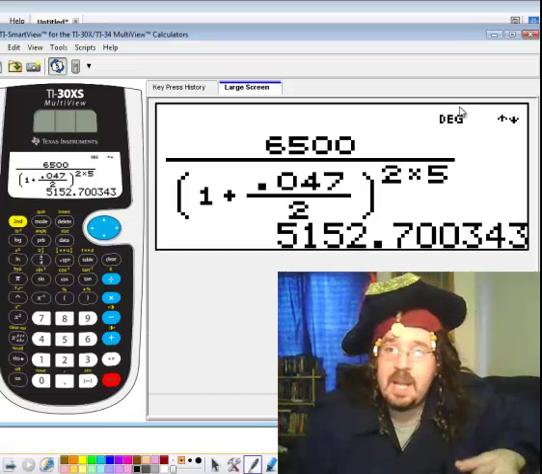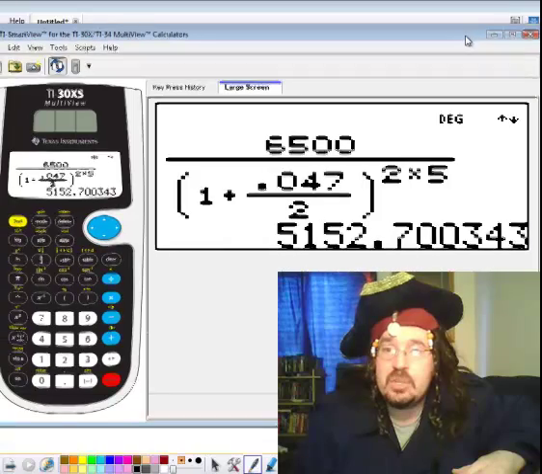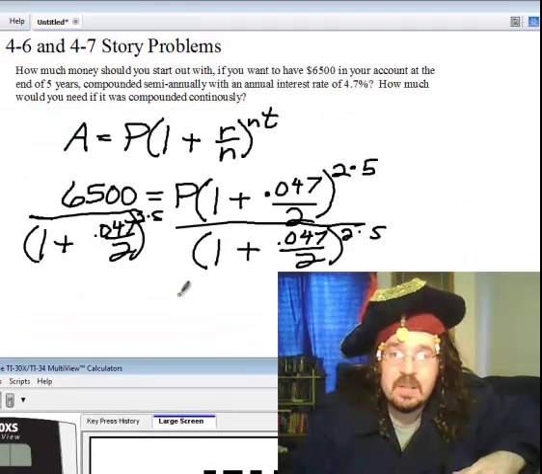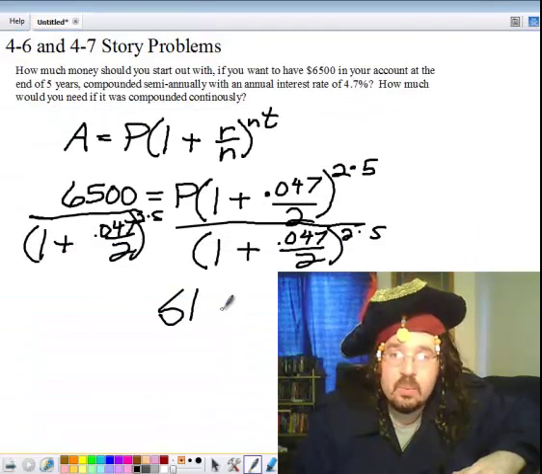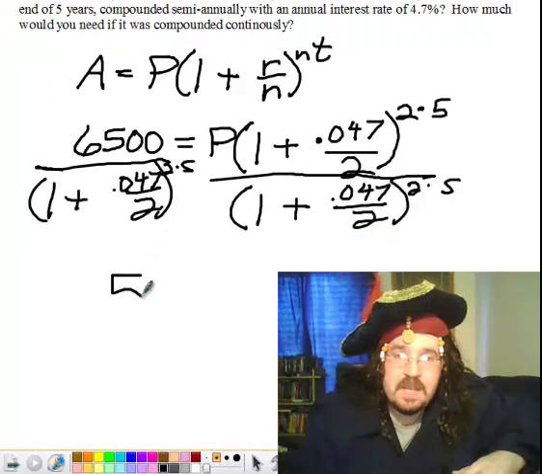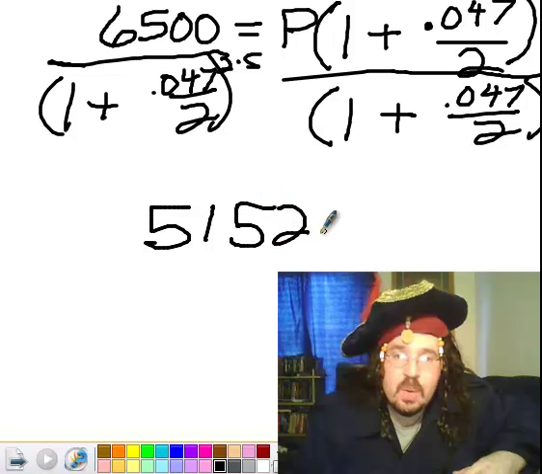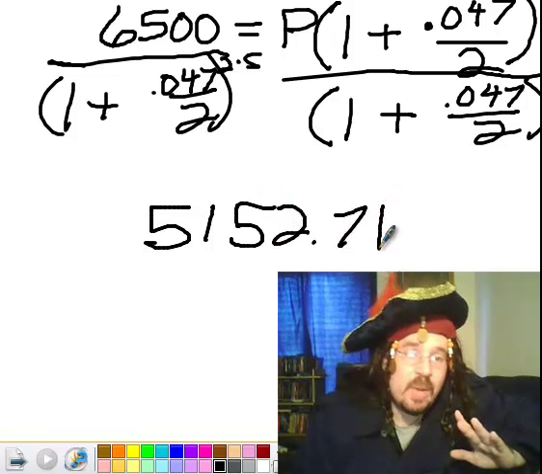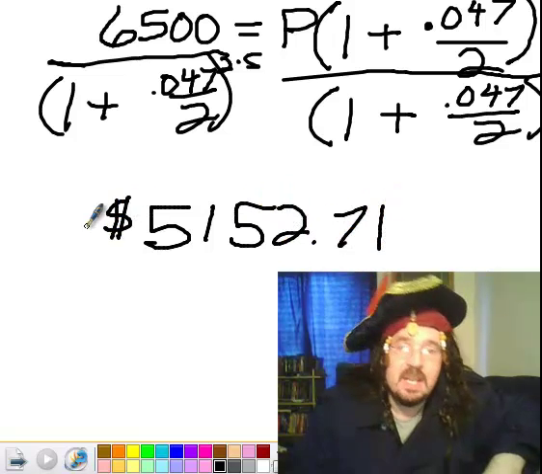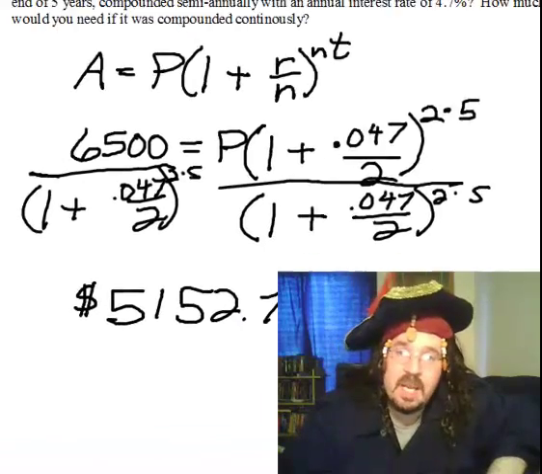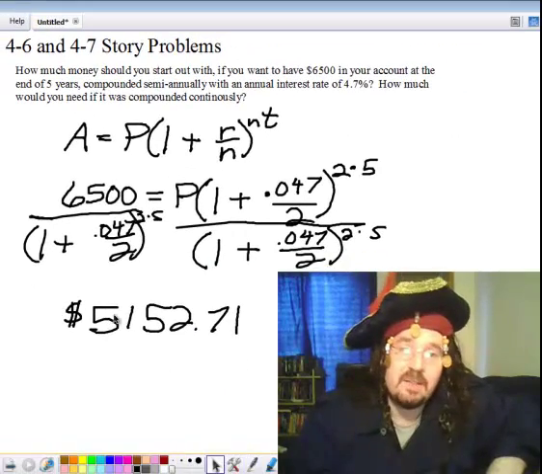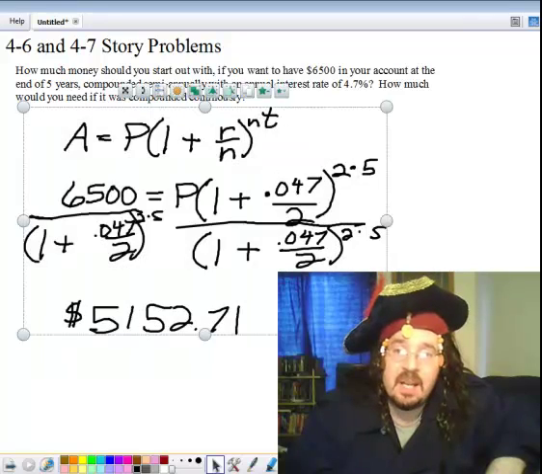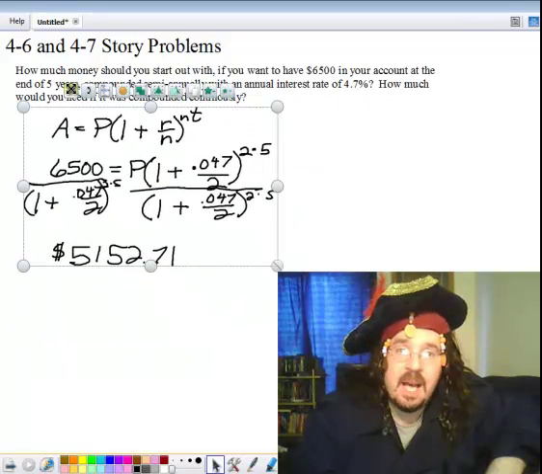So anyway, I multiply, I get 5,152.70. Okay, 5,152.70, and I'm going to round up to 71 because if I don't round up to 71, I won't quite have 6,500 at the end of the time.